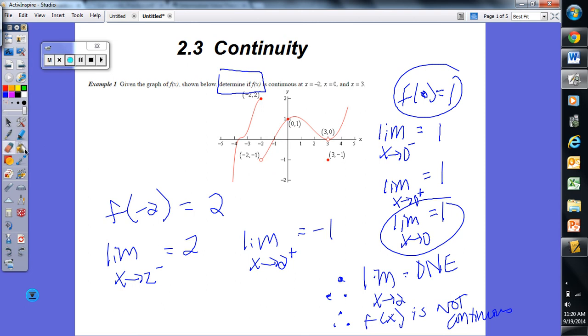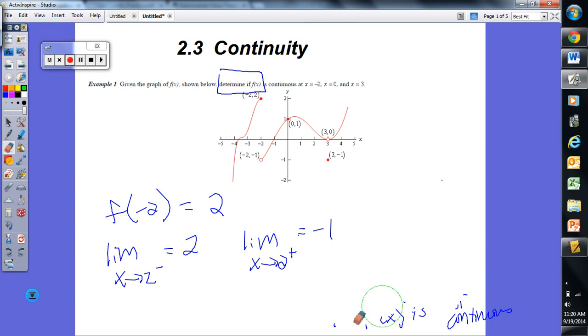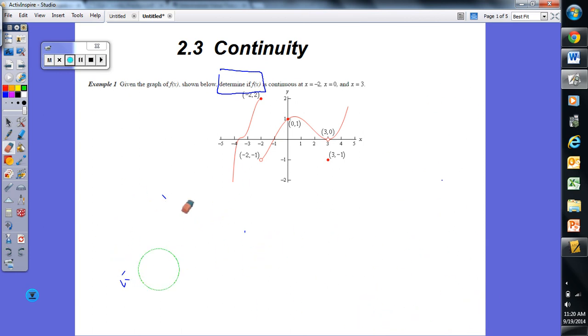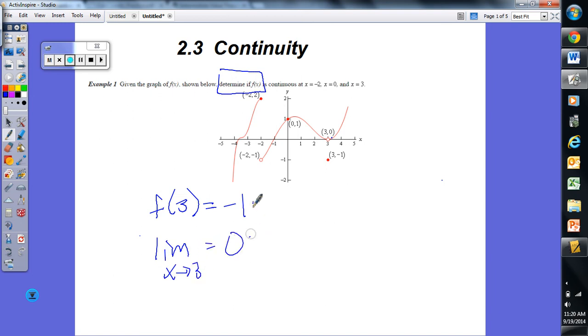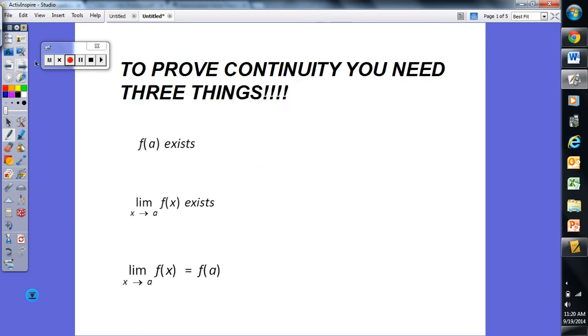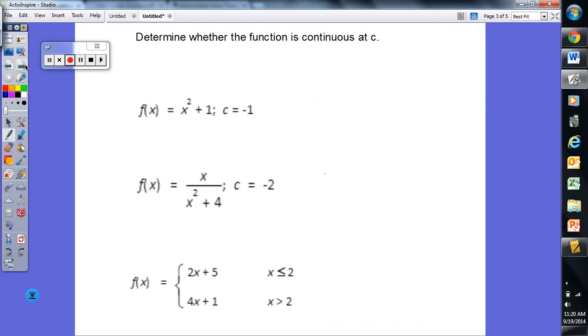Now, finally, we want to know if it's continuous at x equals 3. So we would say f of 3 exists, and it is -1, right? Because that's where the point is. But you can clearly see the limit as x approaches 3 from the left and from the right is 0. So the limit as x approaches 3 is 0. And since these 2 are not the same, it is not continuous. Please remember that to prove continuity, you must show these 3 things. Let's try some. Determine whether it's continuous.